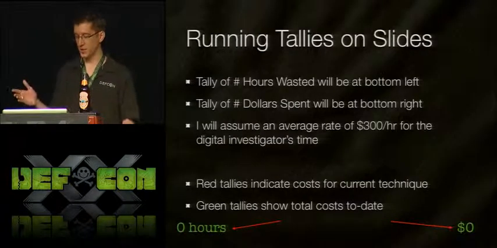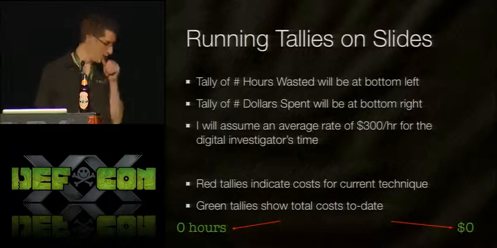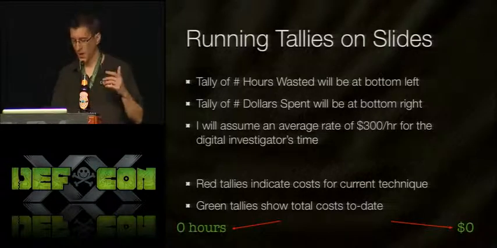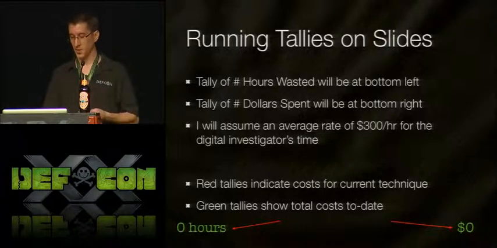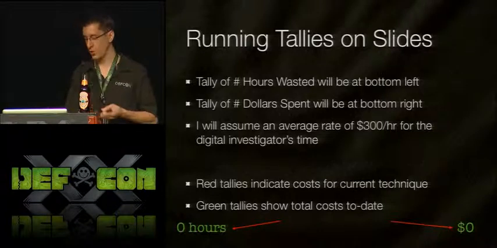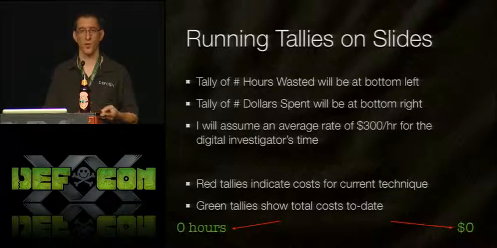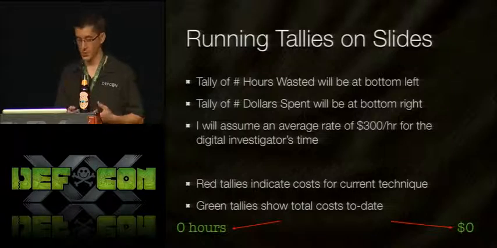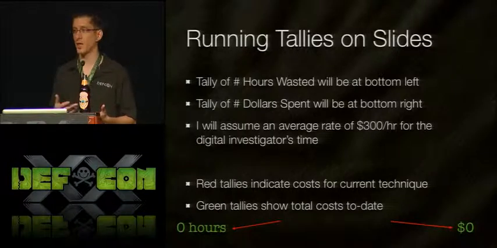On each of the slides, you're going to see running tallies at the bottom: the total number of hours wasted by the investigator and the total cost for the investigation. I'm going to assume that the digital investigator is running at a rate of $300 an hour. That's a fairly average rate.